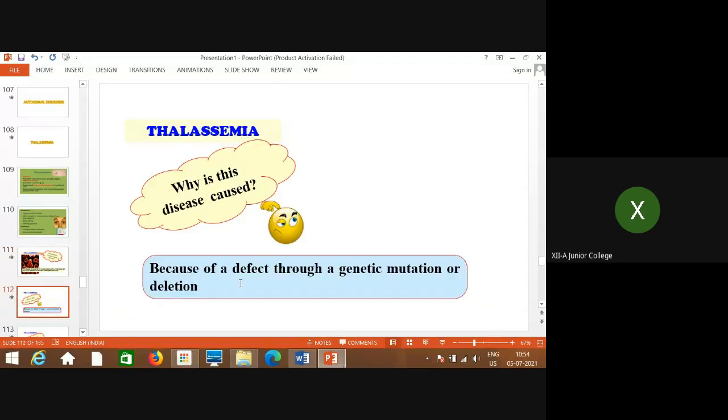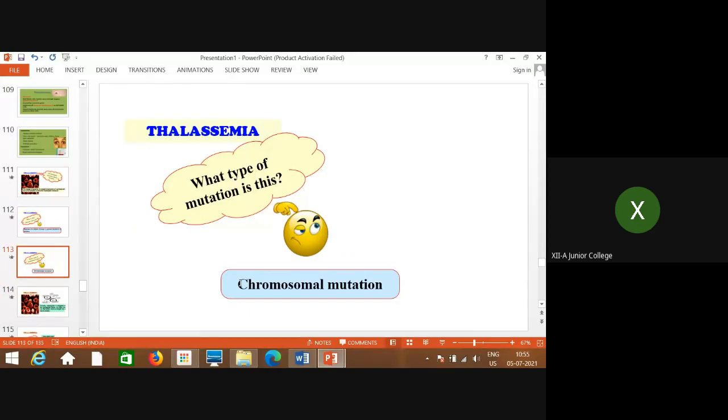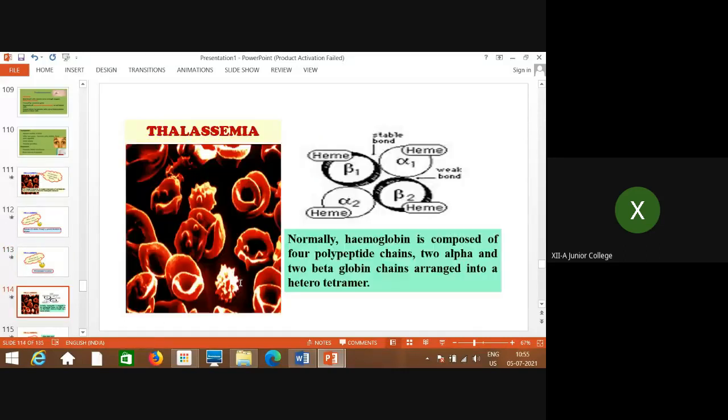This happens because of a defect through a genetic mutation or deletion. What is mutation and deletion, I will explain in the next part, because this is a little bit different. This is a chromosomal mutation. Mutation is nothing but a sudden change in the genetic makeup of the organism, and it is transmitted from parents to the offspring. That is what is called mutation. I'll just discuss thalassemia and then I will stop.